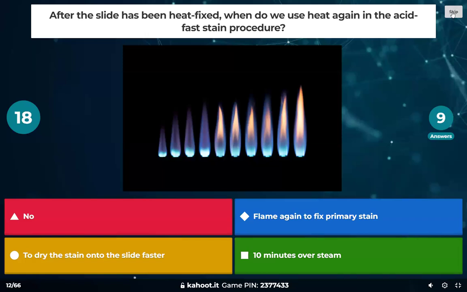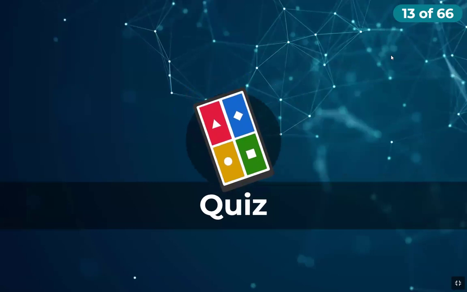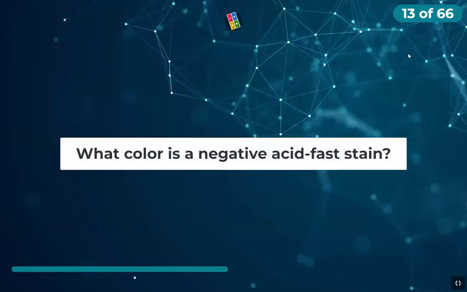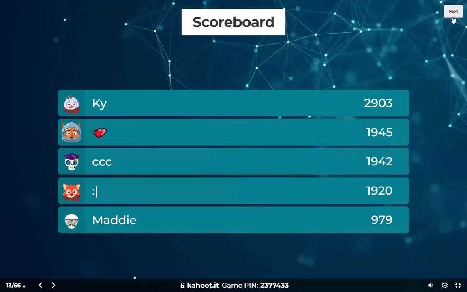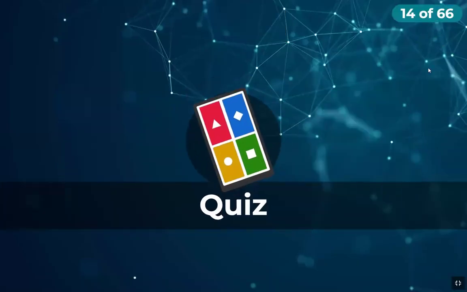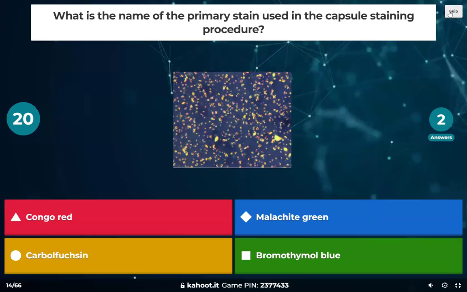No. Unless you guys have a little bit of joy in that for a second. We were pretty far in. I didn't realize how far we were into it. Yeah, we're like halfway to the 20. All right. The primary stain and the capsule stain. Congo.